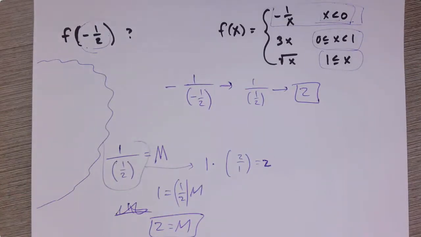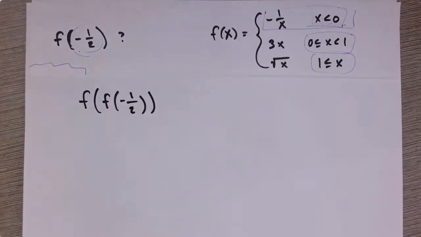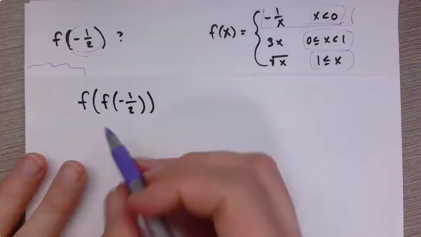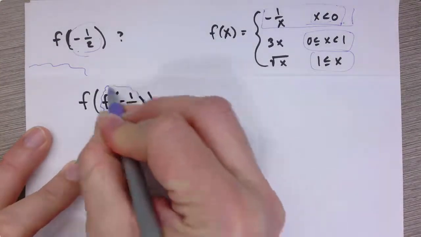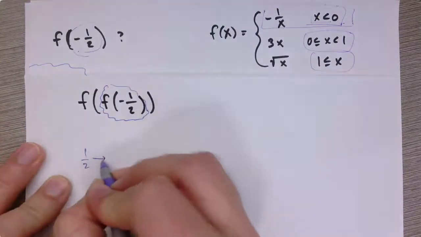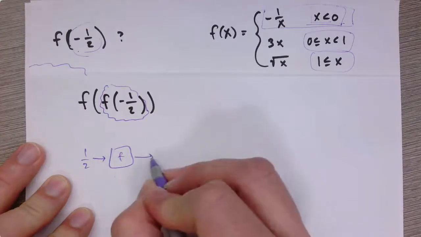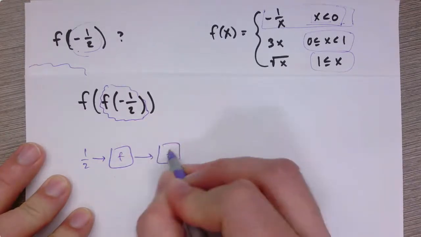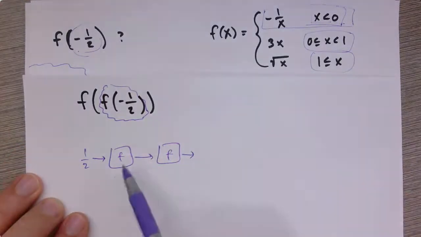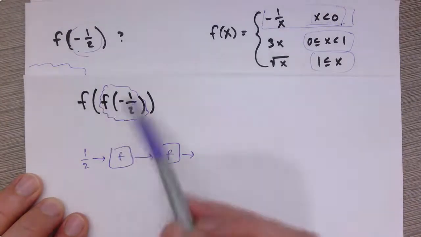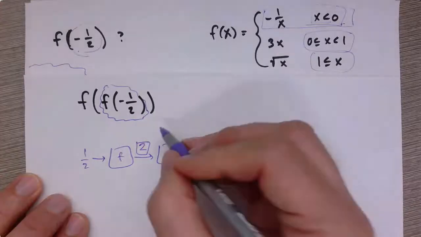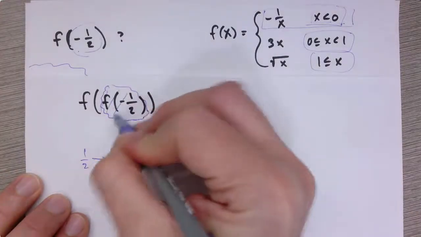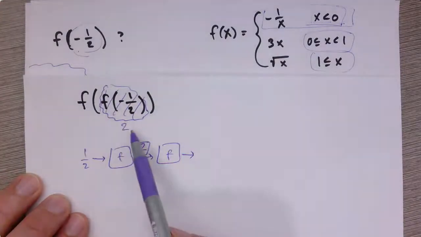What if we were going to compose this? If I'm going to do f of f of negative 1/2, I'm going to approach it the same way. You can think about it as negative 1/2 gets sent to the f function. Whatever the output is gets sent through the f function again. So we just saw a second ago that f of negative 1/2, when you send it through f, the output is 2. So since this is really equal to 2, now we've got to figure out what's f of 2.